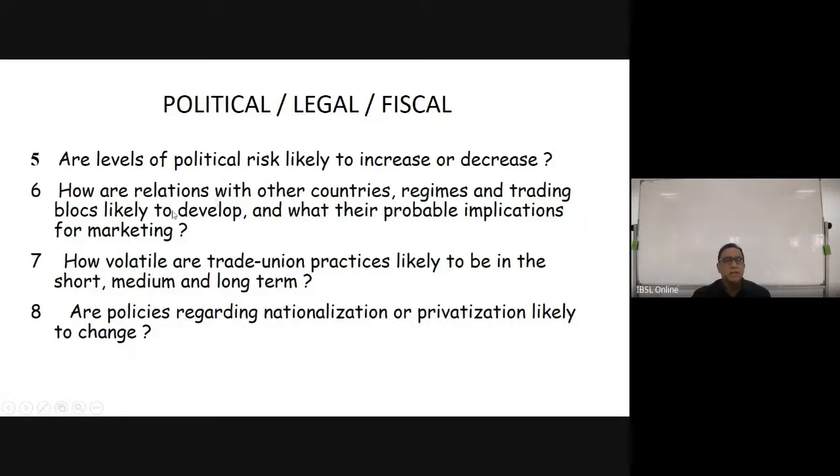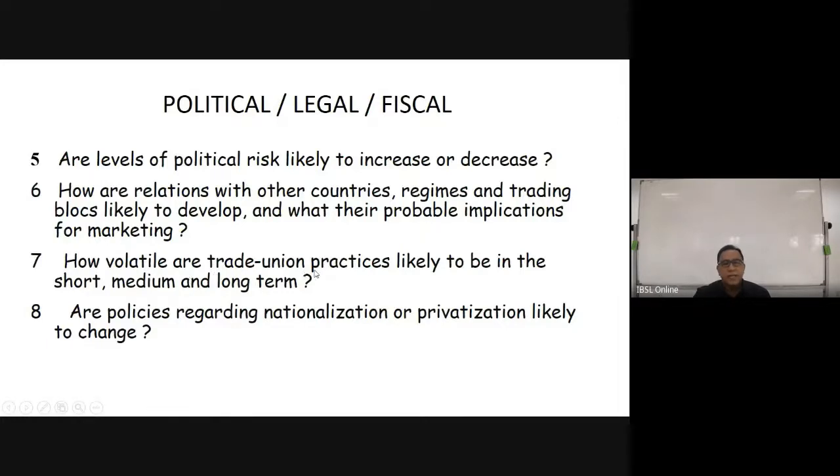Political risk is very high in the present context. How are relations with other countries, regimes, and trading blocs likely to develop, and what are their probable implications for marketing? Now with the war situation, there can be a lot of issues, especially with Ukraine and Russia related countries. There can be trade embargoes. Some tourists are not coming here. Business is affected. Our exports are affected because Russia and Ukraine are buyers of some of our tea and certain products. They are major trading partners.